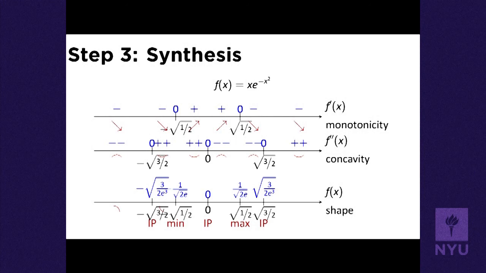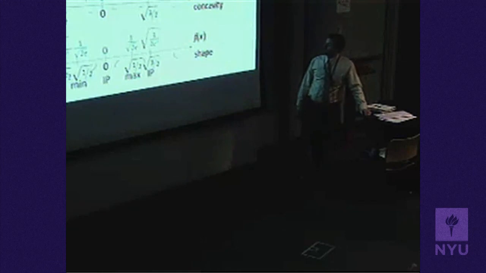Then it's increasing and concave up. Now that's decreasing and concave down. Then it's decreasing and concave down. Finally, increasing and concave down. And we know that the limit as x goes to infinity is 0. So this bottom row here, this is all we need to assemble the graph together.